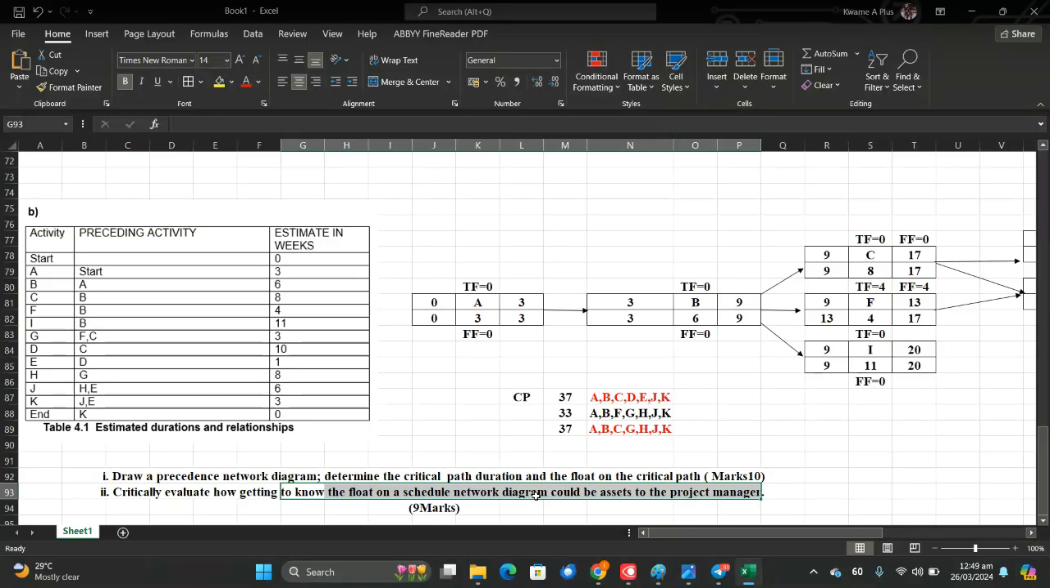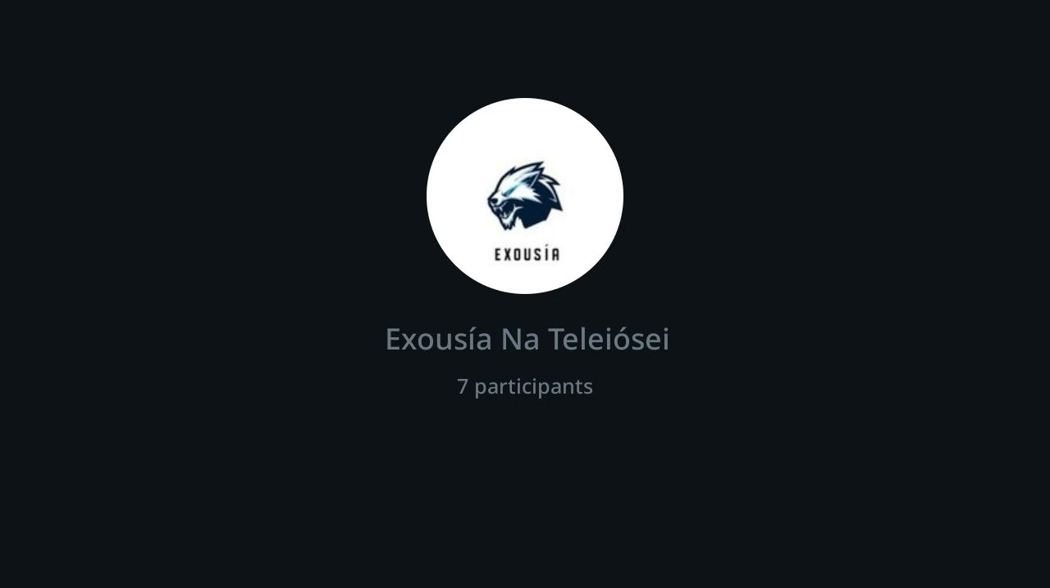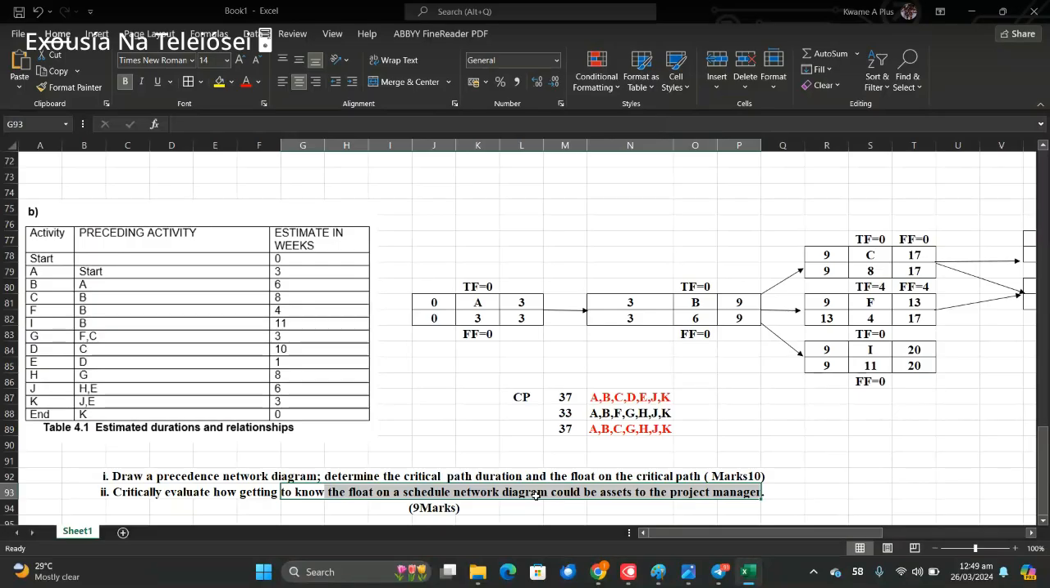And then three, to manage risks. Float can be used to help identify and manage project risks. Activities with little or no float are more susceptible to causing delays if problems arise. And then four, resource allocation. Knowing the float can help the project manager allocate resources more effectively. Critical path activities may require more resources to ensure they are completed on time, while activities with large float may have their resources allocated to critical path activities if needed.